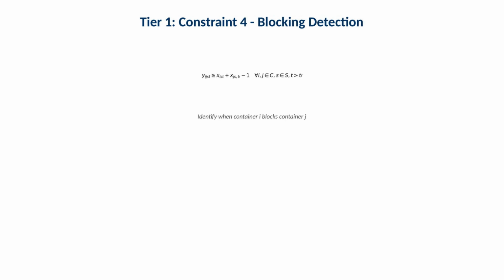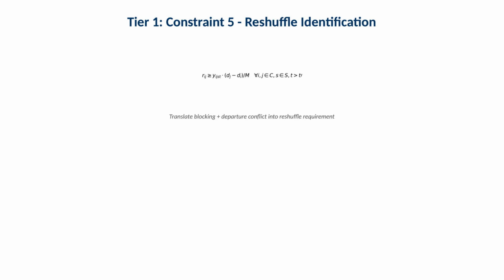Now we formally detect blocking. If container I is placed above container J in the same stack, then I blocks J. The constraint links this blocking indicator to the underlying placement decisions. The purpose is auditability. Blocking is treated as a derived fact that only activates when the placements imply it. A reshuffle is counted when a blocking relationship conflicts with departure order. If a later departing container blocks an earlier departing container, then the crane must move the blocker first at retrieval time. This is the core operational logic in Tier 1. It encodes the true cause of reshuffles and makes the objective meaningful.